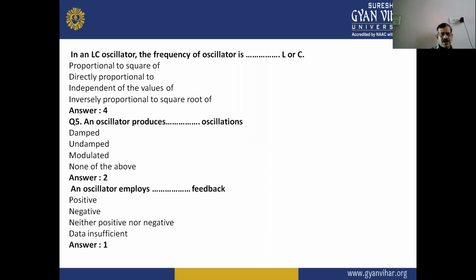Next question: an oscillator produces option A, damped, option B, undamped, option C, modulated, option D, none of the above. The correct answer is option B, undamped. An oscillator produces undamped oscillations. And next question: an oscillator employs positive feedback, negative feedback, neither positive nor negative, or data insufficient. Option A is correct: an oscillator employs positive feedback.